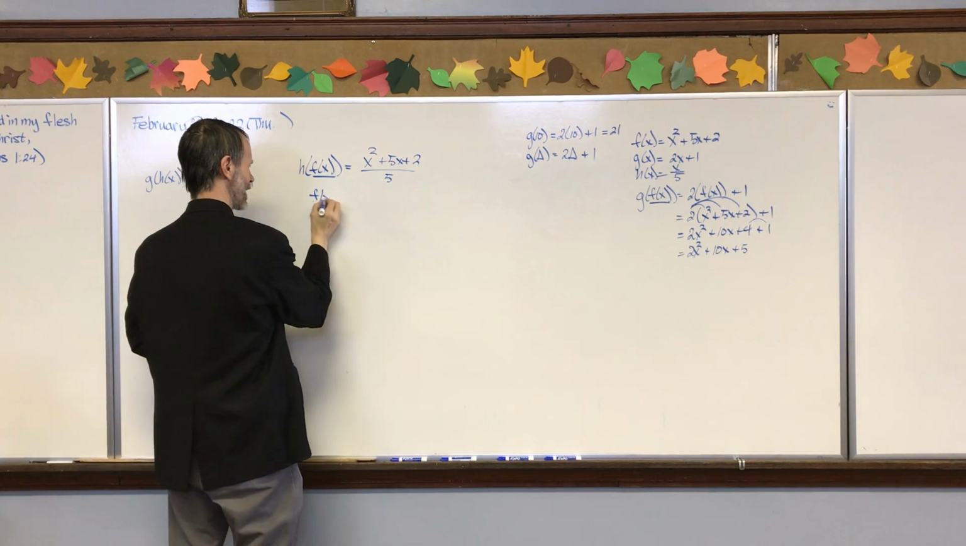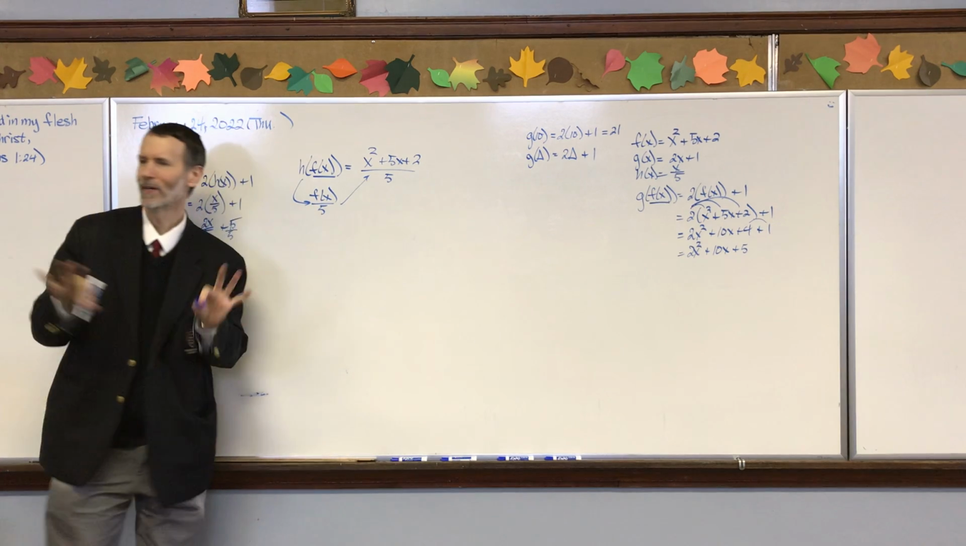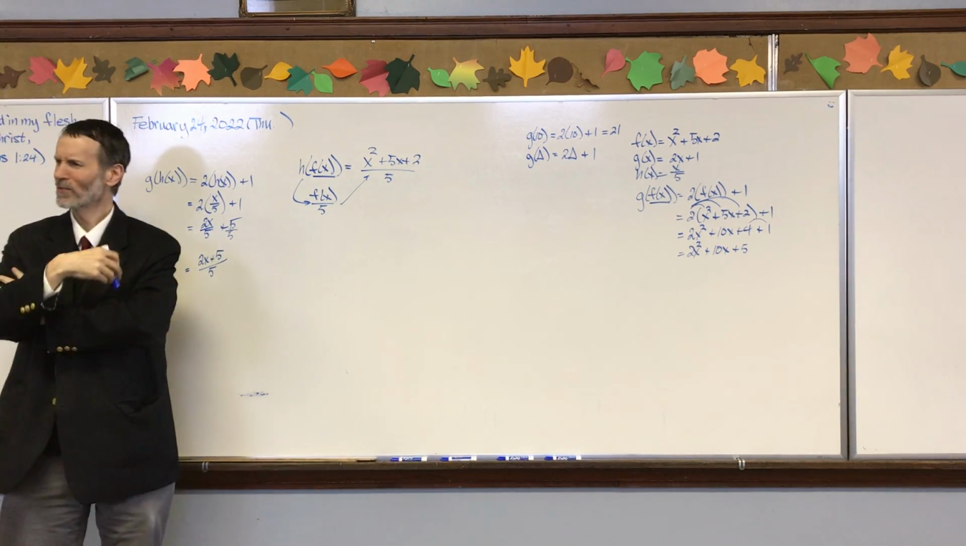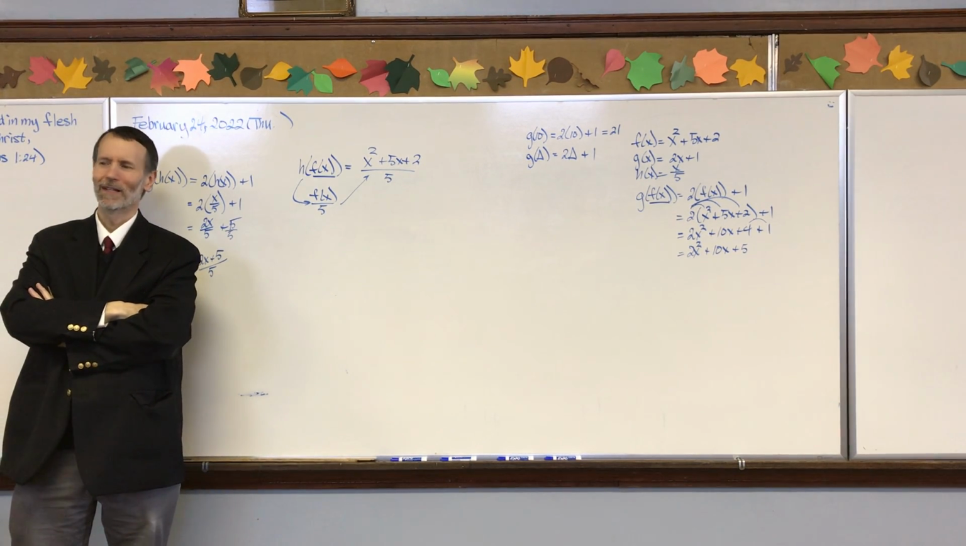Because basically it's f of x over 5. And that's exactly what we did in Newton. There's really nothing more to do. Questions? Next. Any others you want to see?